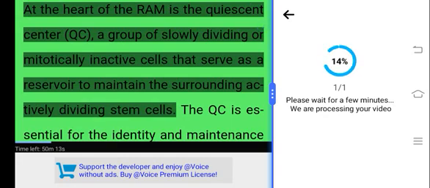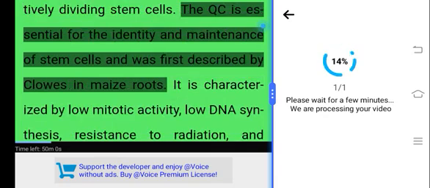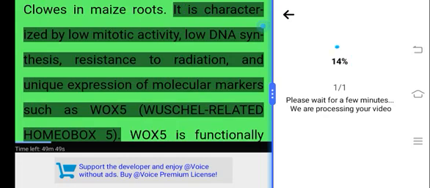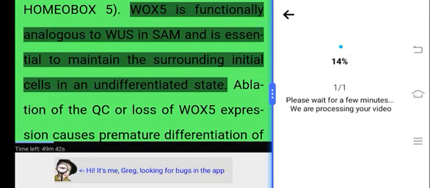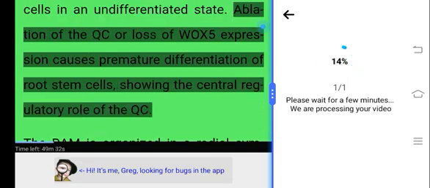At the heart of the RAM is the quiescent center (QC), a group of slowly dividing or metabolically inactive cells that serve as a reservoir to maintain the surrounding actively dividing stem cells. The QC is essential for the identity and maintenance of stem cells and was first described by Clowes in 1956. It is characterized by low mitotic activity, low DNA synthesis, resistance to radiation, and unique expression of molecular markers such as WOX5, Wuschel-related homeobox 5. WOX5 is functionally analogous to WUS in SAM and is essential to maintain the surrounding initial cells in an undifferentiated state.